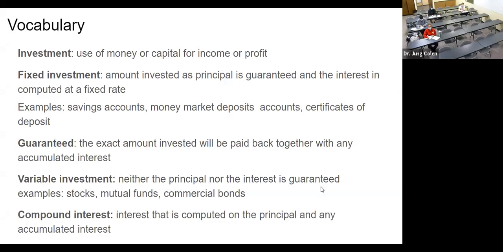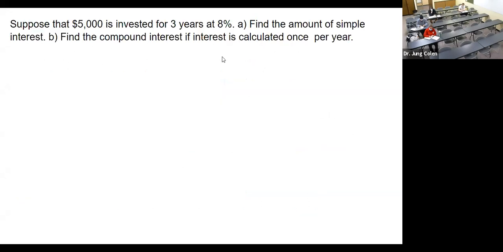Compound interest is what we are interested in this section. So that interest is computed on the principal and any accumulated interest. So principal here is changing. Okay, so I will give you a little bit of a sense of that.